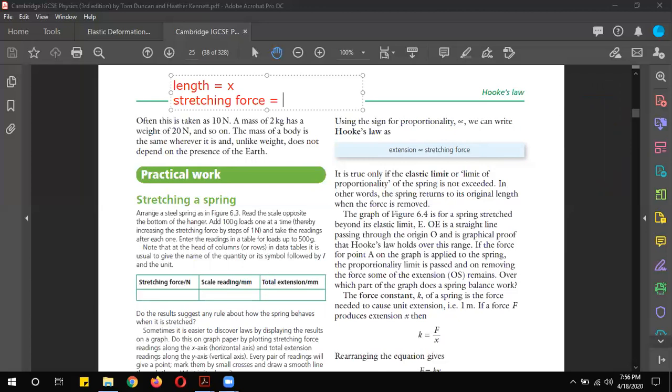and the stretching force by F. So we can say that F is directly proportional to x. That means F is equal to kx.